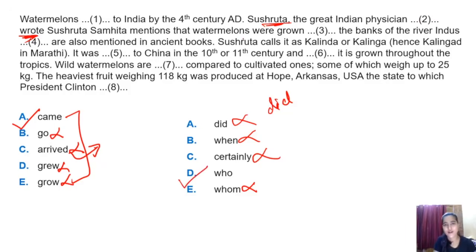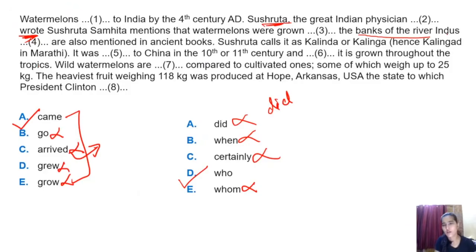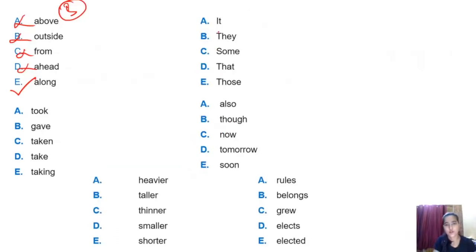Sushruta Samhita mentions that watermelons were grown dash the bank of the river Indus. So here we are talking about the bank of the river Indus. So what are the options? Above the river Indus, no. Outside, no. From the river, obviously not. Ahead is also not making sense. It should be along, right? So along the banks of the river Indus dash are also mentioned in ancient books. So it are, no. They are, yes. This can be a possibility. Some are, no. That are, no. Those are also. It should be they are also mentioned. That should be the correct one.